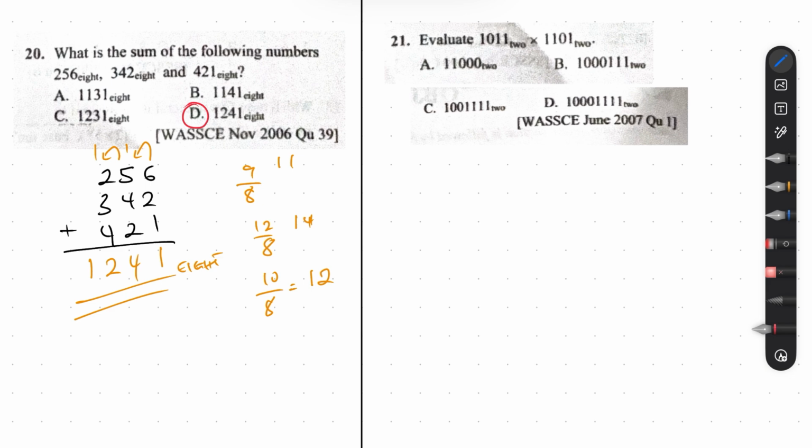Okay, cool. Let's move on to question number 21. It says, evaluate the multiplication of these two. They are all in base 2, so we just need to multiply. So let's do that. We have 1011 and 101, all in base 2, and they are multiplying. So let's go. We start from the right.